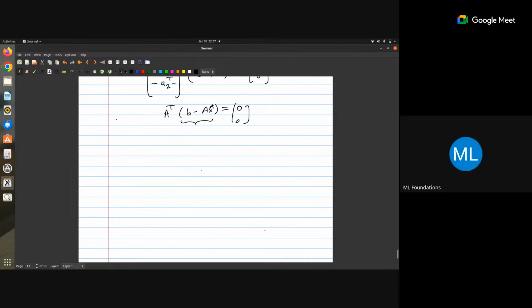Now, can we just do some manipulation as we did for vectors here? So if you expand these terms, what will I get? A transpose B minus A transpose into A X hat is equal to 0. That means A transpose A X hat equal to A transpose B.